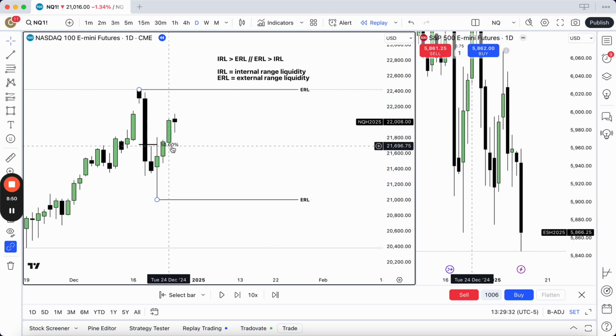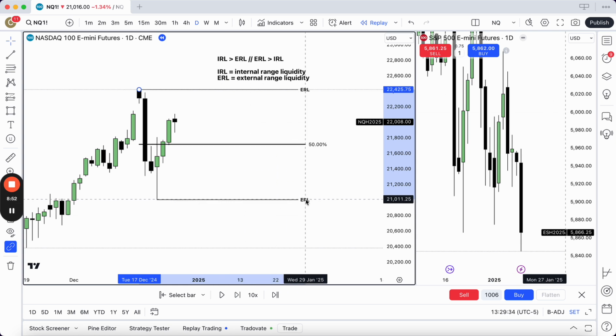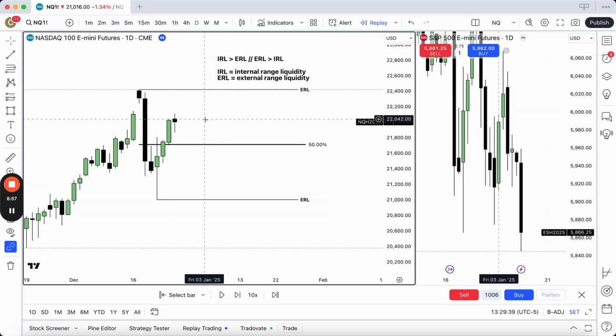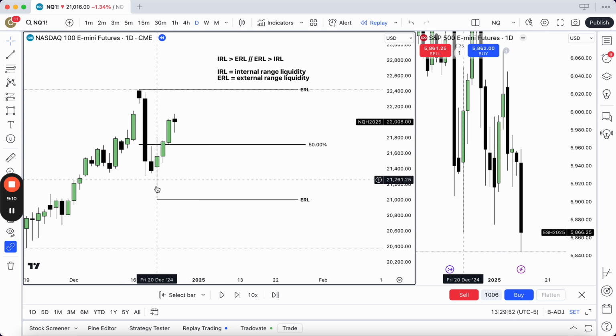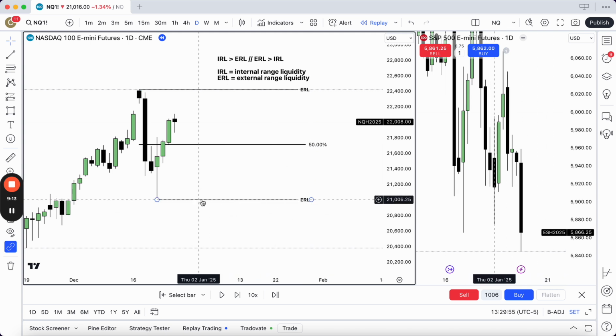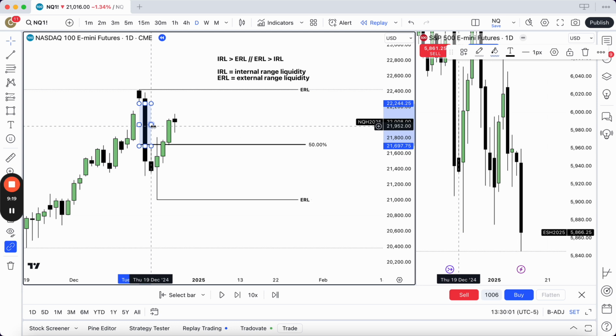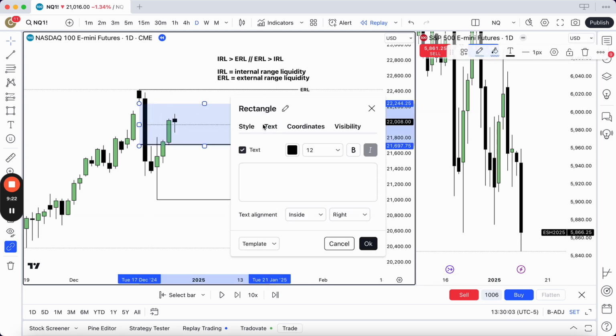This is called our equilibrium price. Anything above equilibrium is premium, and anything below equilibrium is discount. Price is always trying to find a balance between premium and discount, and it oftentimes overcompensates, right? So price put in this external range liquidity inside this fair value gap over here, and then it traded right into this internal range liquidity point right here, okay?